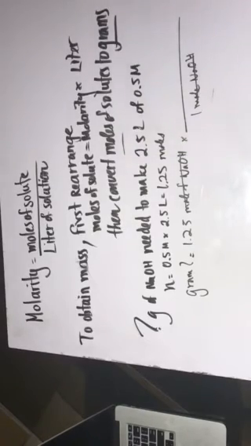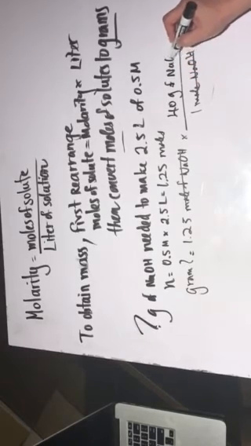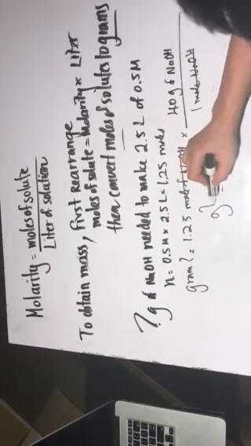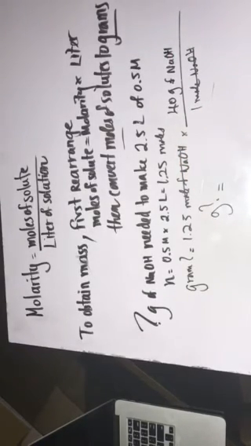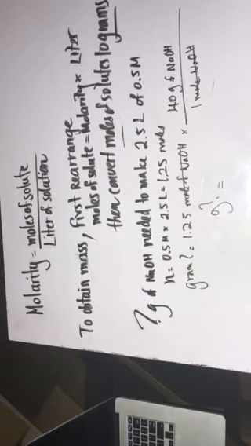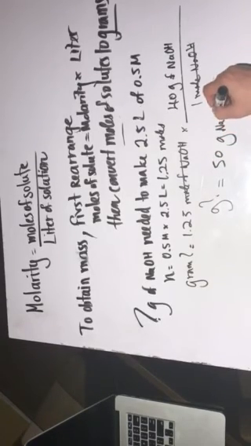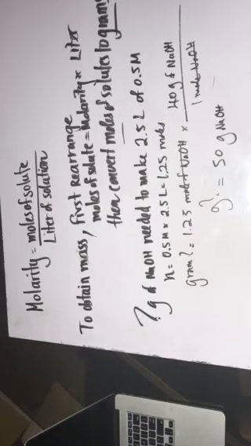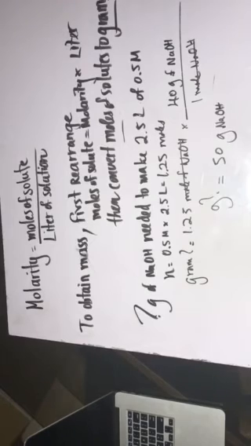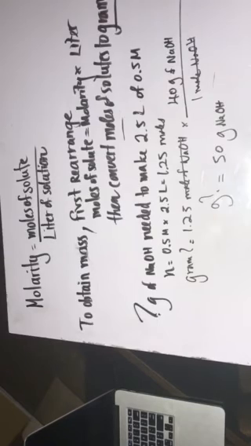Once you get that number, you put it right here. Grams of sodium hydroxide. Whatever answer you have, that's the number of grams. So that would be 1.25 times 40. That should give me 50. And the 50 grams of NaOH is needed to mix with 2.5 liters in order for our solution to be at 0.5.